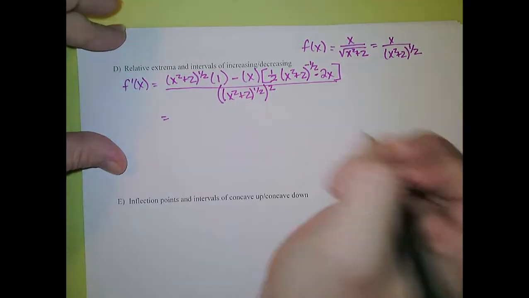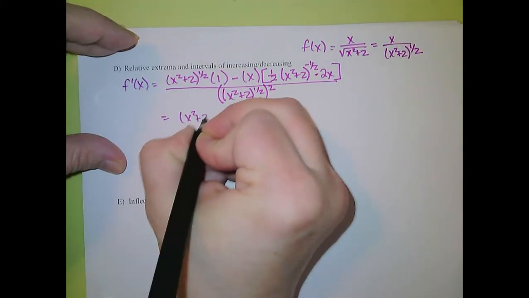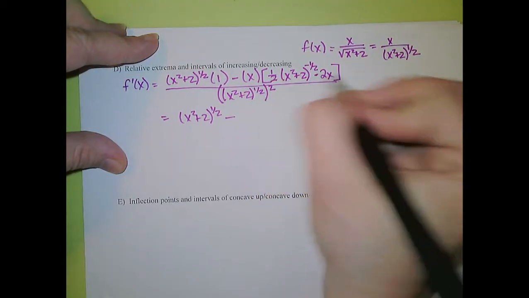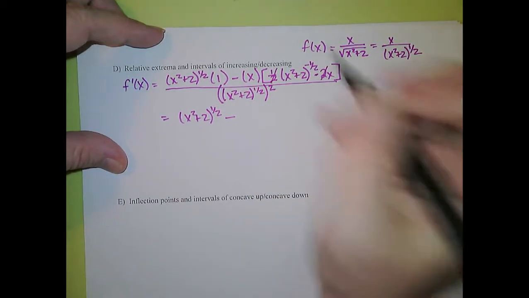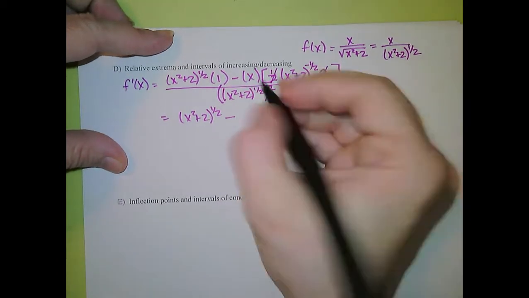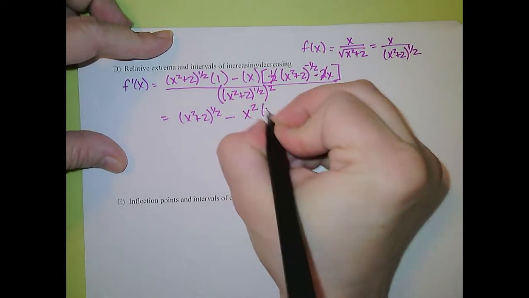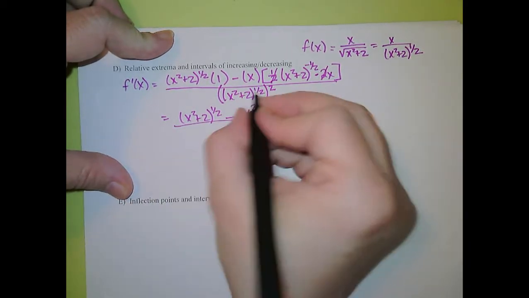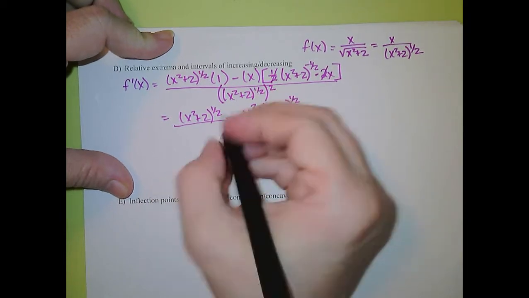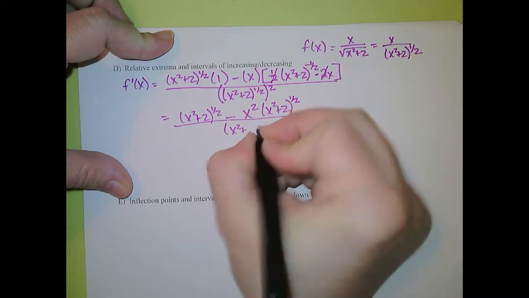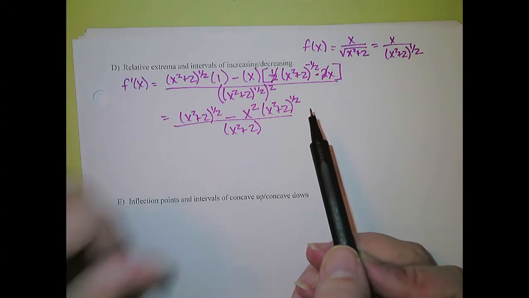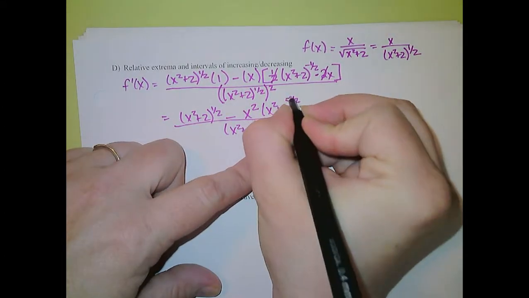If I clean this up a little bit, I've got x squared plus 2 to the power of 1/2 minus, I could go ahead and simplify this a little bit because the 1/2 times 2 cancels, and I have x times x, which would be x squared, times x squared plus 2 to the 1/2 power, over, when I simplify this, 1/2 times 2 is just going to give me 1, so I have x squared plus 2 to the first power. I'm sorry, this should be a negative 1/2 power. Negative 1/2, pulling that down.